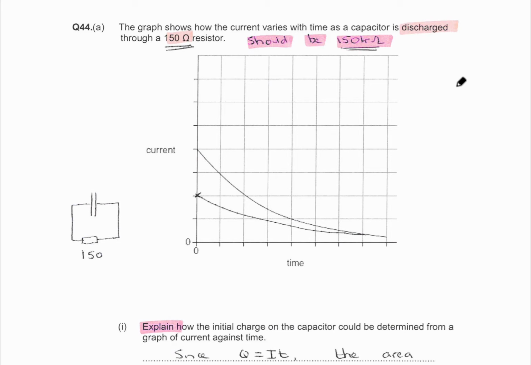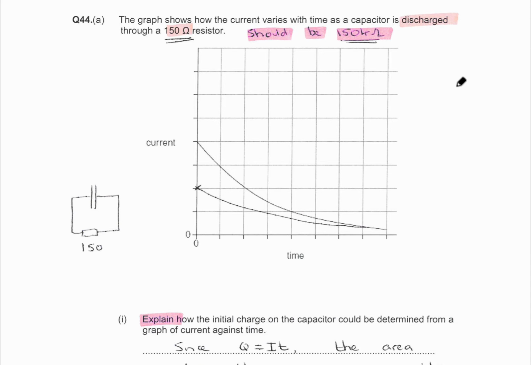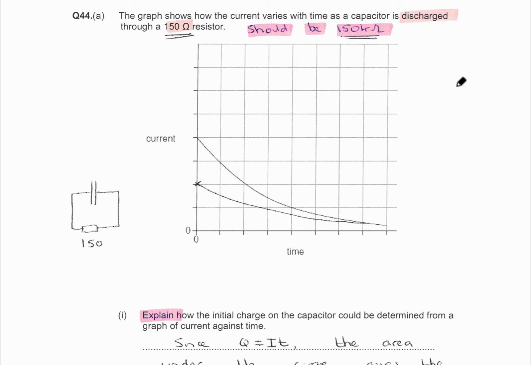So this is question number 44 of the Fields and Capacitors homework booklet. And we're starting off in question number 44 with a graph that shows how the current varies with time as a capacitor is discharged through a 150 ohm resistor.